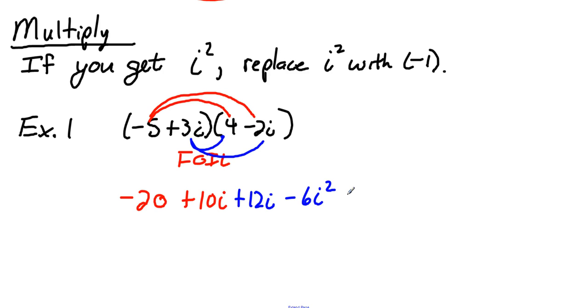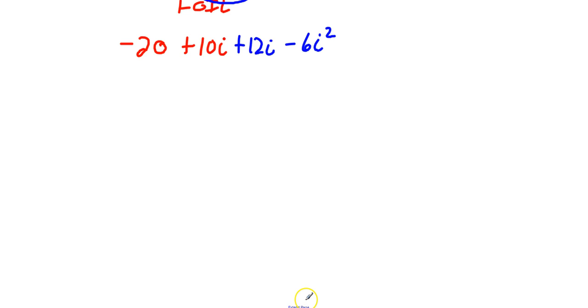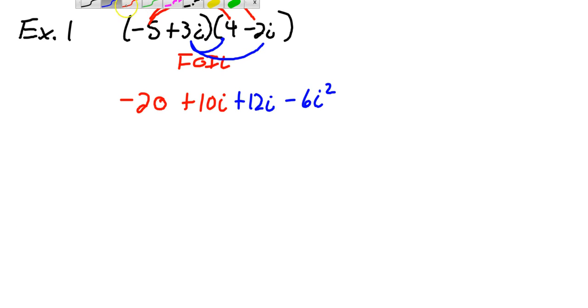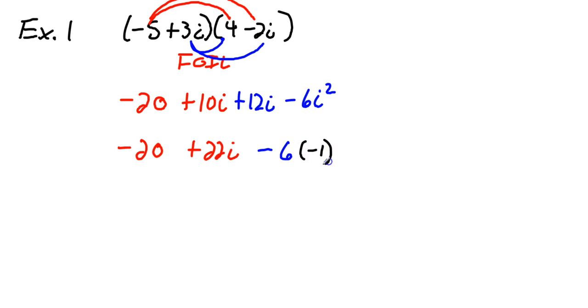Okay. Now, just like with the full method, you always get those middle two terms that you can combine together. So the negative 20 is good. You've got 10 plus 12, so that is 22i. And then the one thing at the end here is when you have the negative 6, when you get the i squared, you have to replace that with negative 1. So really that's negative 6 times negative 1. Really that's a positive 6. So when you do that, now you've got negative 20 plus 6. You can put those two together and make it negative 14, and then drop the 22i back behind it.